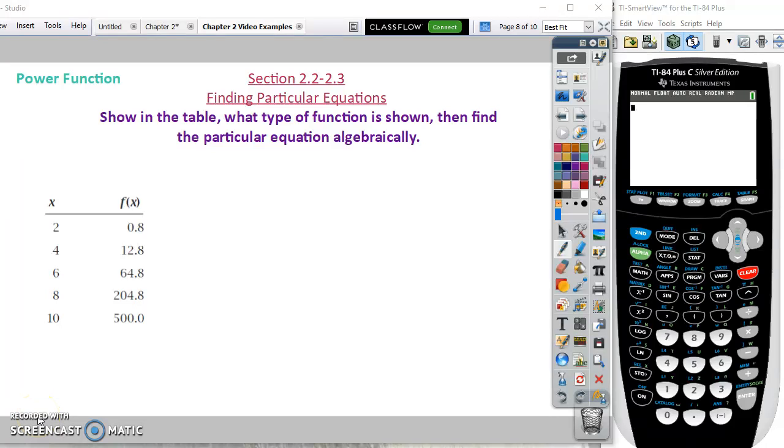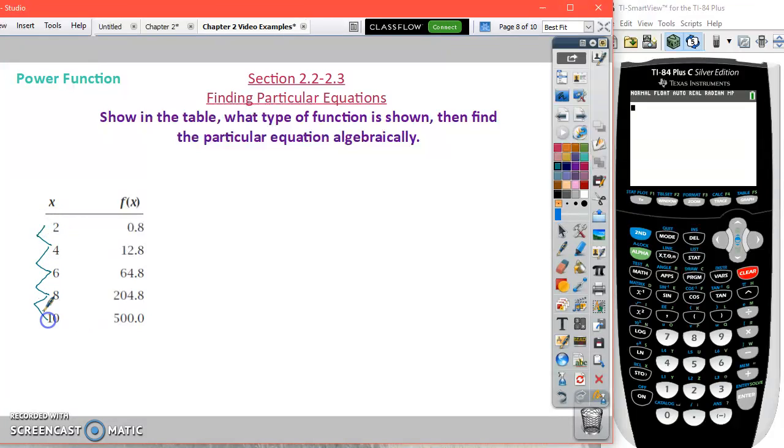In this problem, our goal is to find a pattern in the table of values that's given to us. And once we've found the pattern, we need to decide what type of function it is and then write the equation for the function. So the first thing I'm going to do is try to find a pattern in the table. And probably the first thing that you would see is that we're adding 2 to our x values each time.